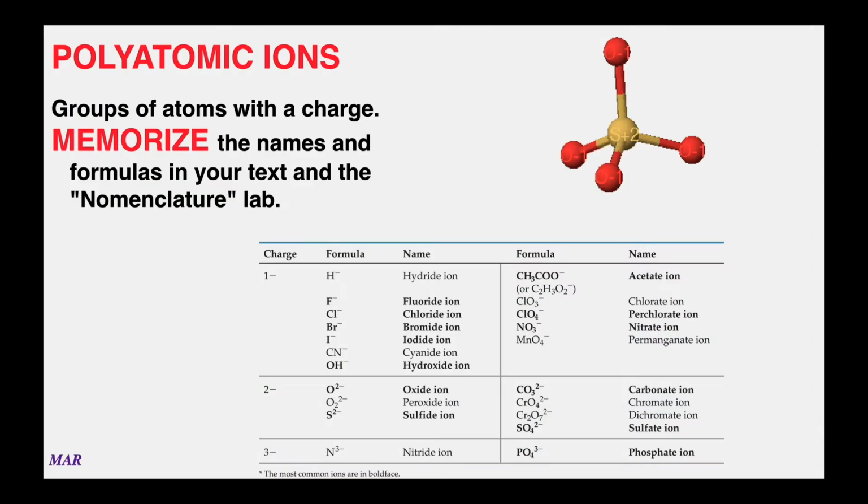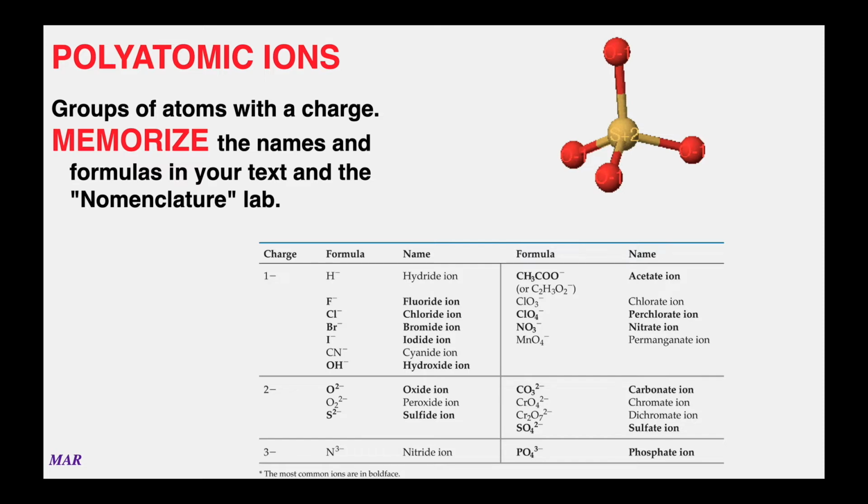In addition to what we've looked at so far, which I would call monatomic ions, which means single atoms with a charge, there is a group of what's called polyatomic ions. Poly means many, many-atom ions. These are just groups of atoms with a charge, more often negative, but occasionally positive too. And these, unfortunately, are super common in chemistry.